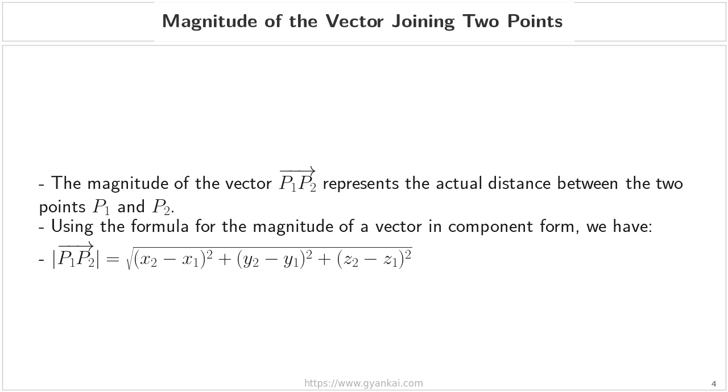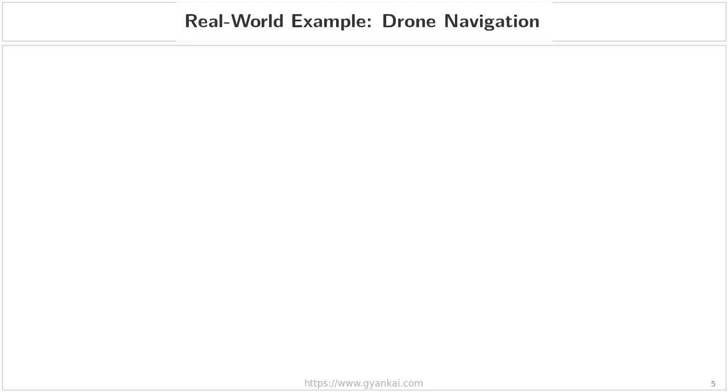Now that we have successfully found the components of our vector in the previous slide, we need to address one more important question. How long is this vector? Essentially, we are taking the difference in each dimension, squaring them to ensure we have positive values, summing them up, and then taking the square root to return to the original scale. We will apply this exact process in the next slide when we look at the drone navigation example. Real-world example, drone navigation.